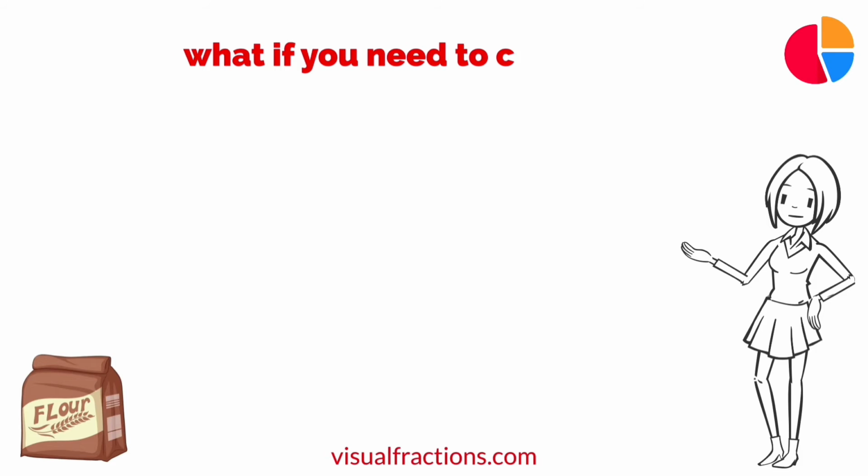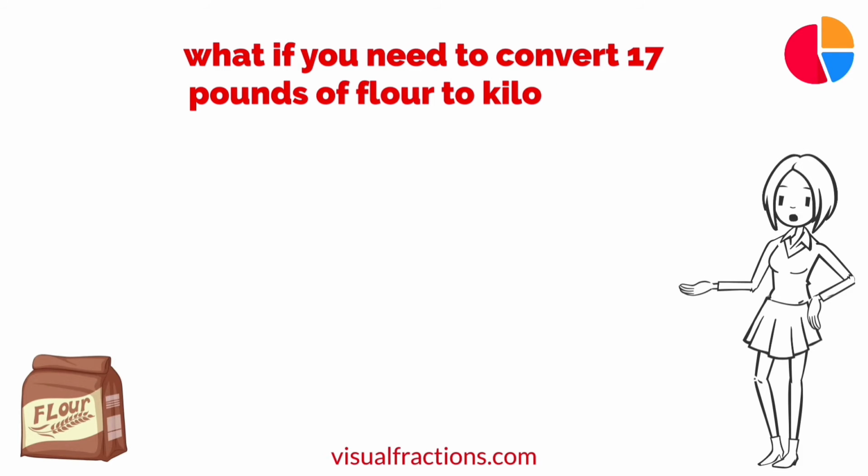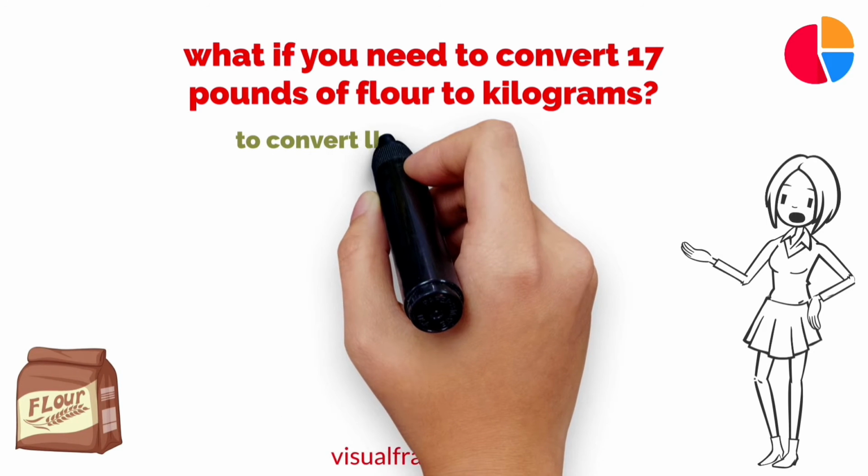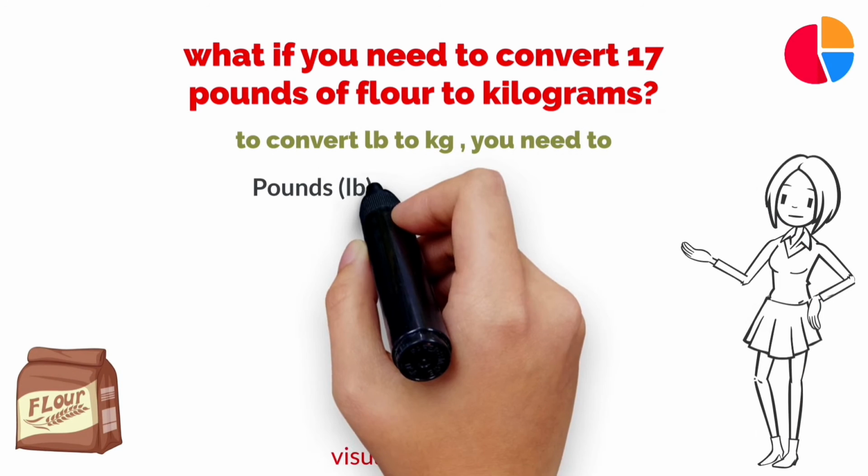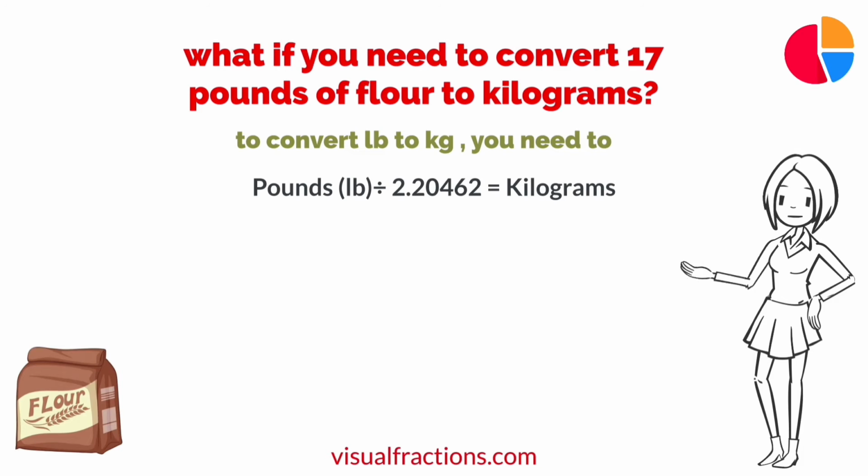But wait, what if you need to convert 17 pounds of flour to kilograms? Don't worry, we've got you covered. To convert pounds to kilograms, you need to divide the number of pounds by the conversion factor of 2.20462.